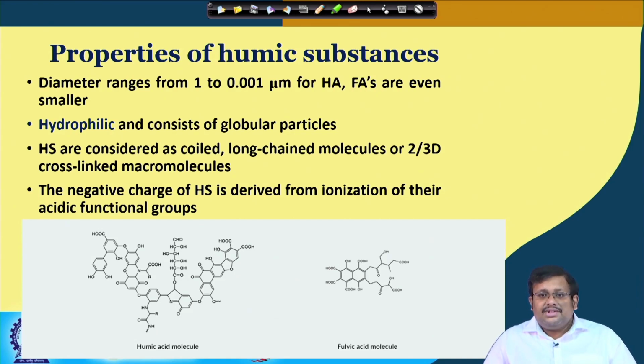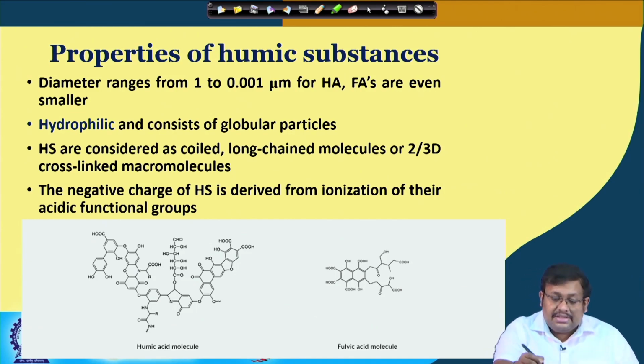So, in this lecture we will be talking more about the structure as well as the difference between different types of humic and non-humic fractions. If we see the properties of humic substances, the humic substance has some specific properties which basically differ from any other known compound. For example, their diameter, they are very small, the diameter ranges from 1 to 0.001 micrometer for humic acid, and in case of fulvic acid they are even smaller.